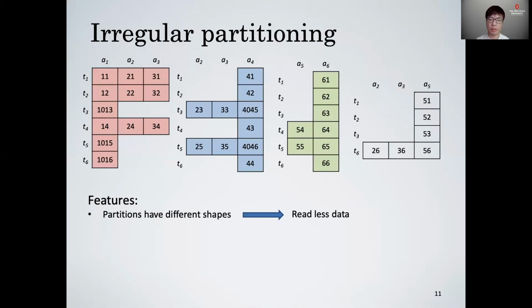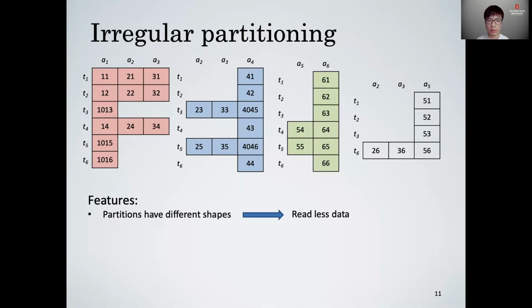In this paper, we propose a new table partitioning technique, the irregular table partitioning, to store cells that are accessed by the same query in one irregular partition. Here we generate 4 irregular partitions. There are some unique features of the irregular partitioning. First, we can see that these partitions have different shapes, but partitions in other algorithms have the same shape, the rectangular shape. And it's worth noting that different attributes or tuples are partitioned differently.